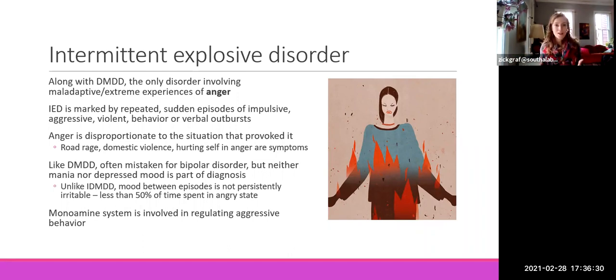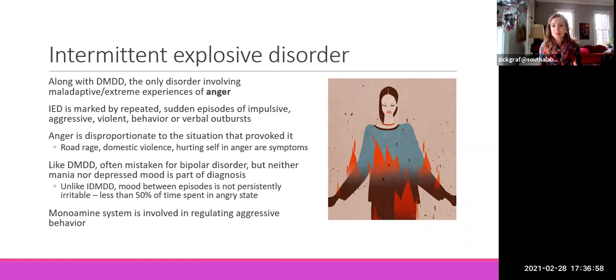In DMDD and IED, the anger outbursts are brief but explosive. In DMDD, disruptive mood dysregulation disorder, there's also an alteration in mood between episodes of anger. The mood is persistently irritable. This is not true in IED. In IED, people can be euthymic between episodes of anger. And so that's really the key difference between IED and DMDD.